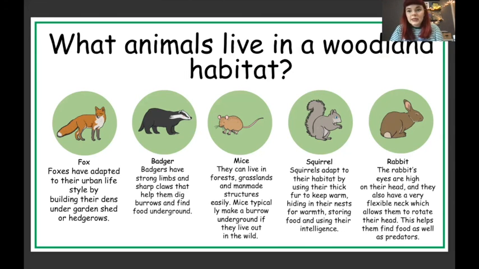Lastly, we've got rabbits. So the rabbits' eyes are high up on their head, and they also have a very flexible neck, which allows them to rotate their head really easily. This helps them find food as well as predators. So because they can rotate and they've got those big ears for listening, it means that they've got a bit of a better chance of finding food and keeping away from predators.